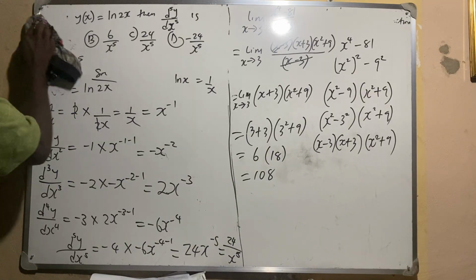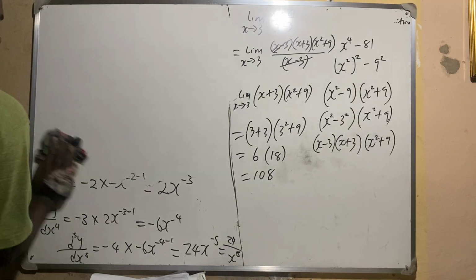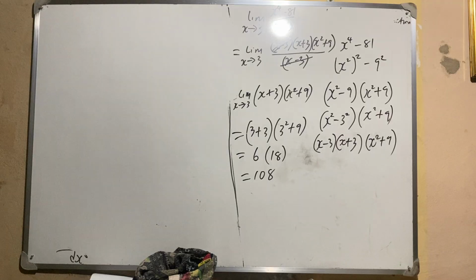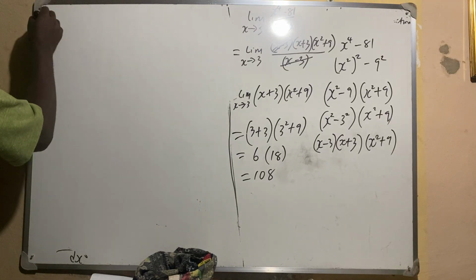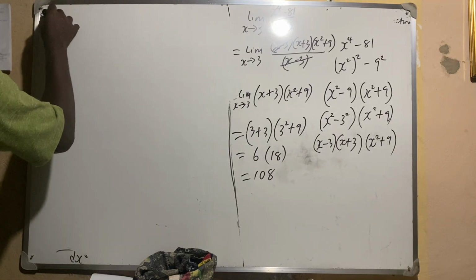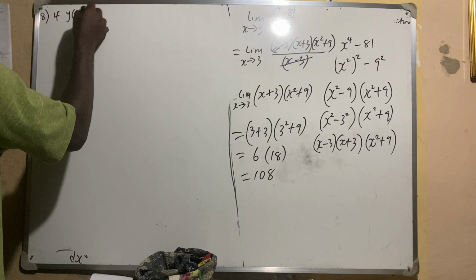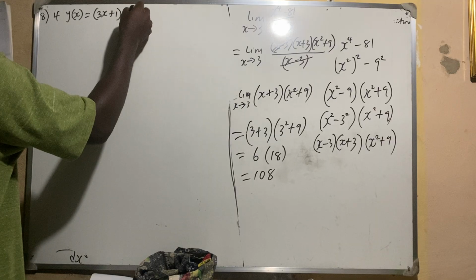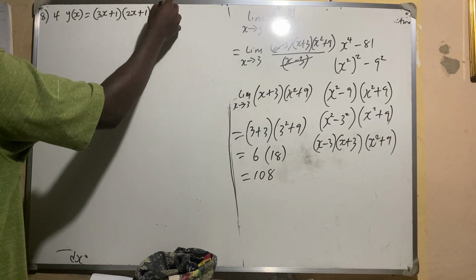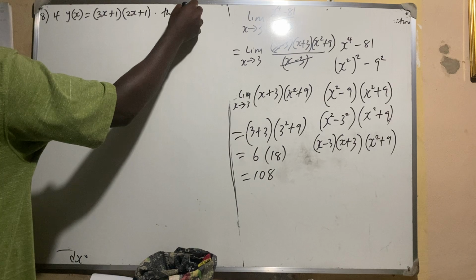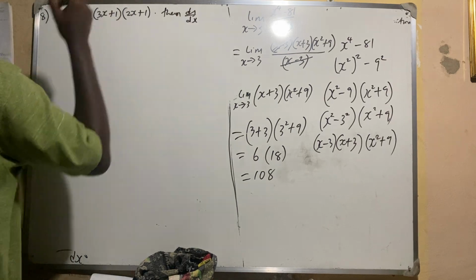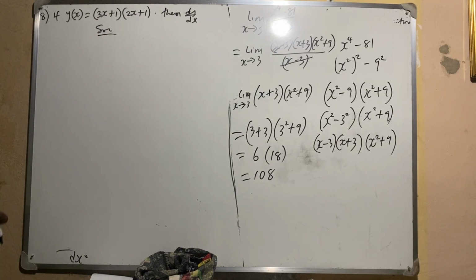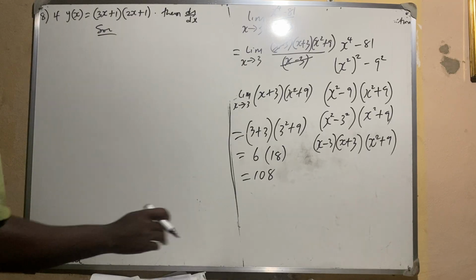All right. So we move to the next question, and the next question here, that is question number 8, said that if y of x is equal to 3x plus 1 times 2x plus 1, then dy dx is equal to dash. Okay, solution. I don't want to write the option, but let me just solve it and then tell you the right option. I don't have time for writing the option.